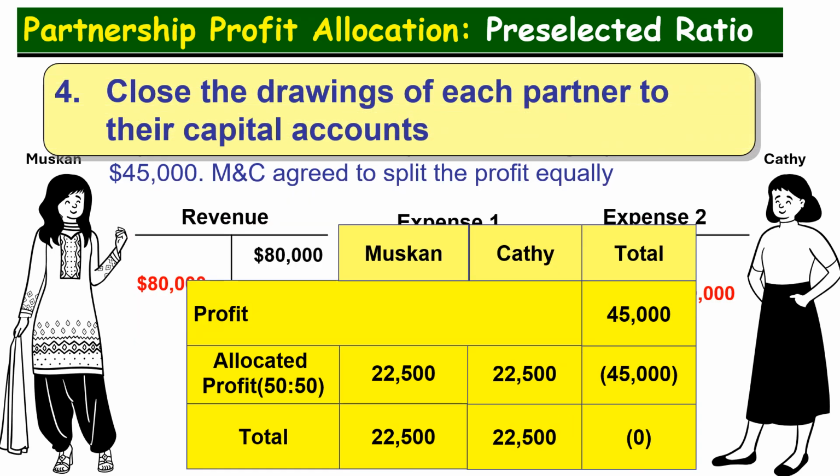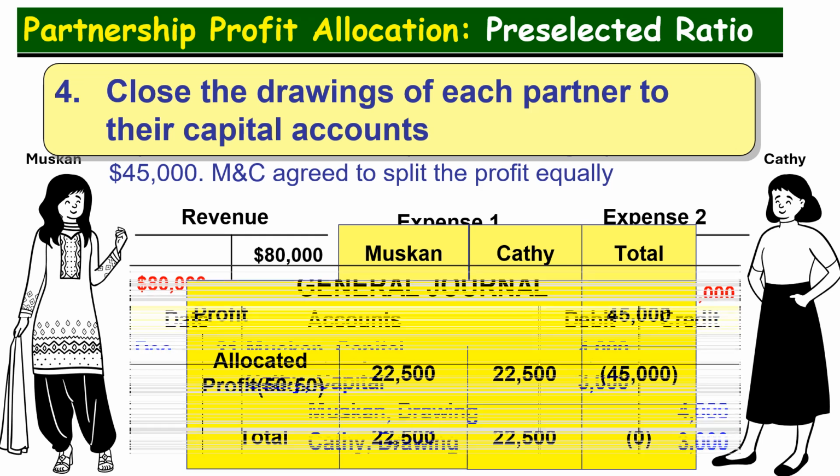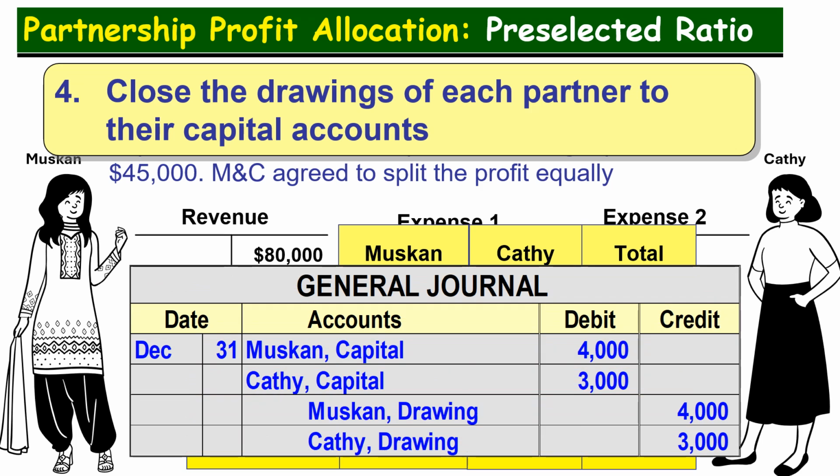Let me show you the last step, which is, if there are any drawings made by the partners, how are we going to take care of them? So the drawings will be closed to the capital account as well. We are going to debit the capital account of each partner and credit their drawings account. This will close the drawings account, and since the capital accounts are debited, it will reduce the capital of each of the partners. Now, these are the 4 steps that are involved in closing the books for a partnership.